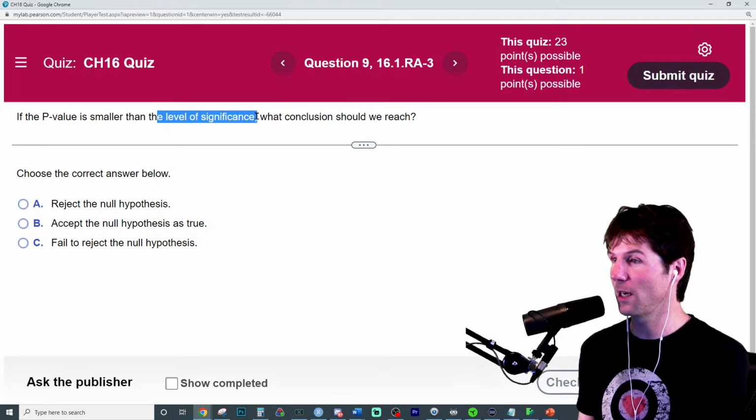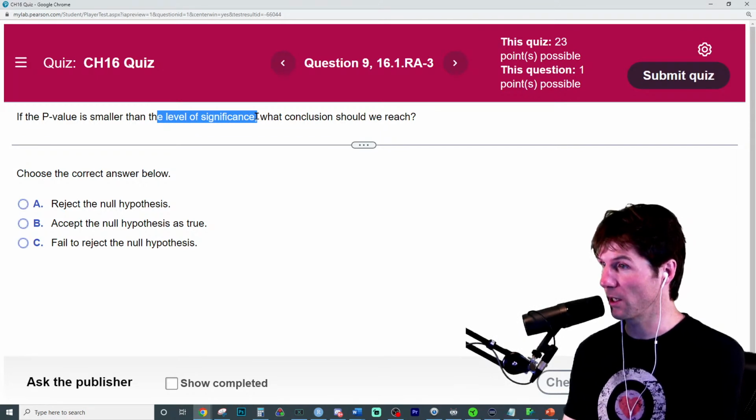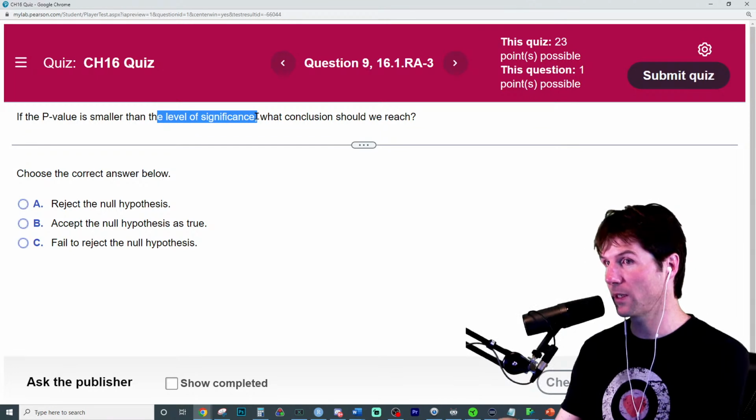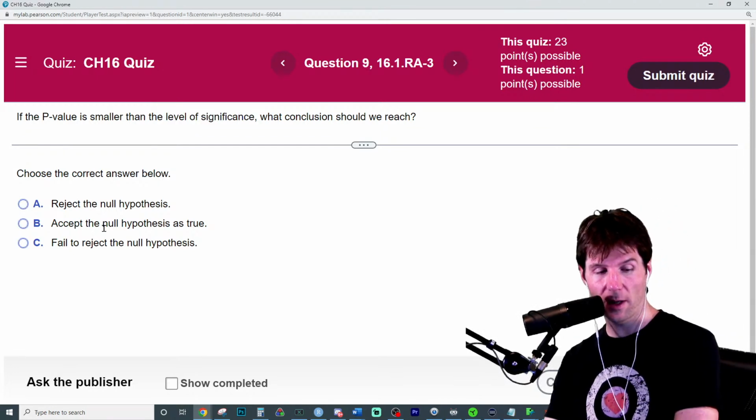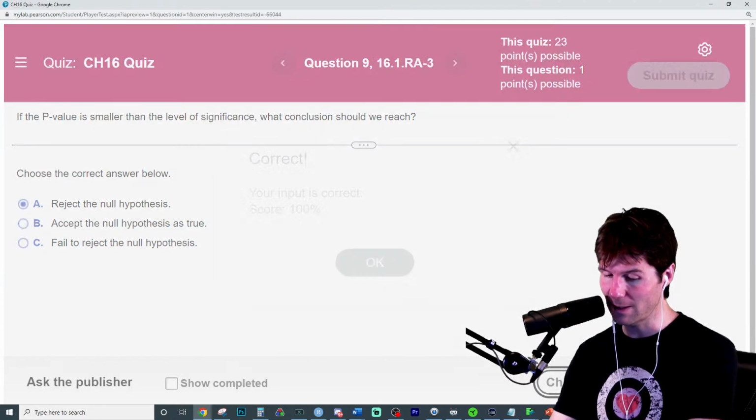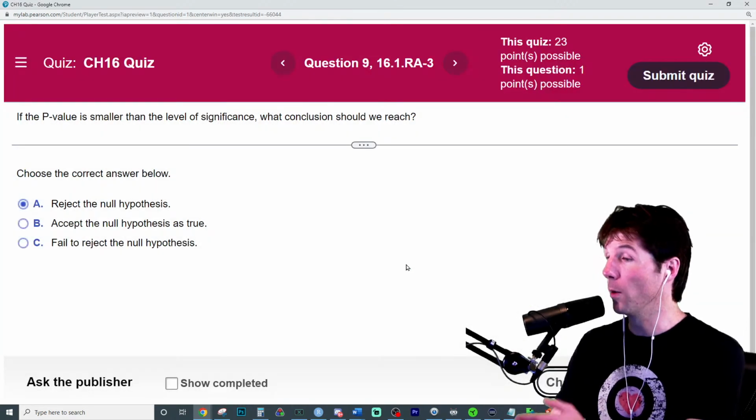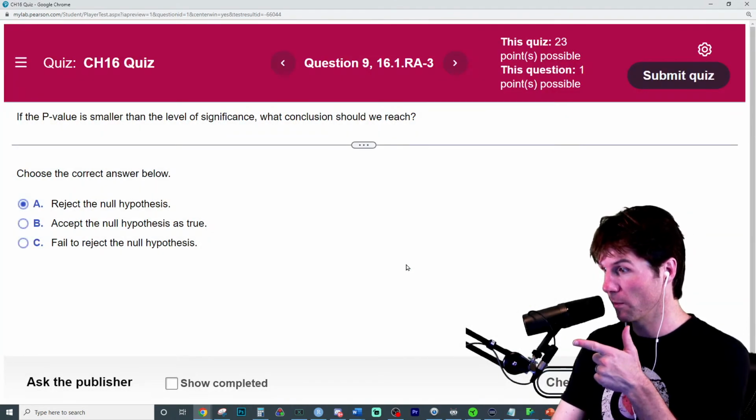So for those who haven't heard in our class, when the p-value is lower than alpha, reject the null. When the p-value is low, reject the null. When the p-value is high, just let it fly. So it says the p-value was smaller than alpha, our significance level. We're going to reject the null. So when the p-value is low, reject the null.